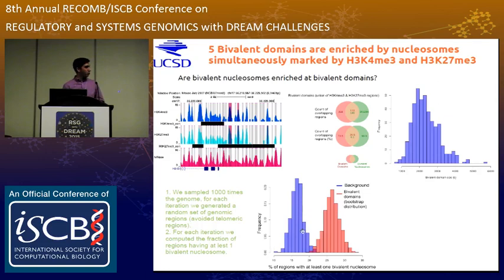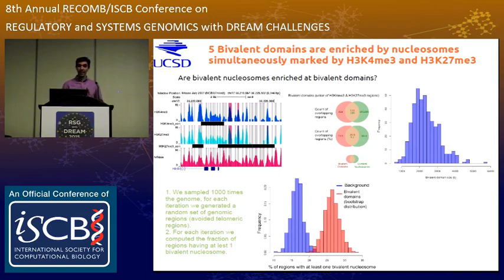The blue distribution corresponds to this background, and here, the peak corresponds to the 26%. And as you can see, this background distribution is unlikely to express that level of intersection. So based on this, we conclude that these bivalent domains are actually enriched by nucleosomes having both histone marks co-localized.